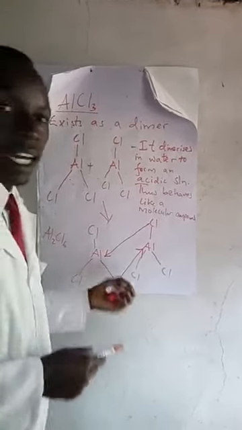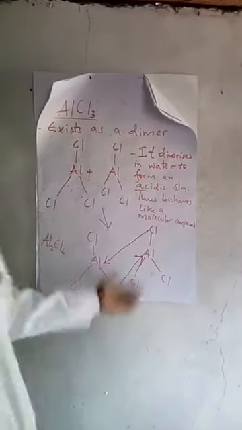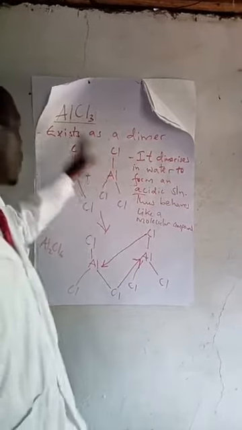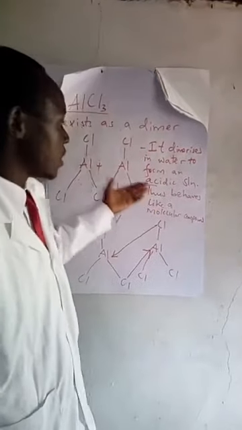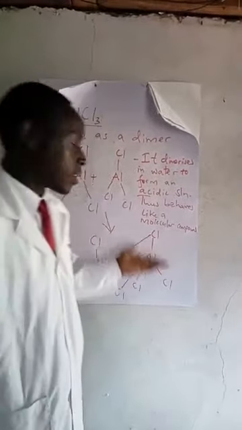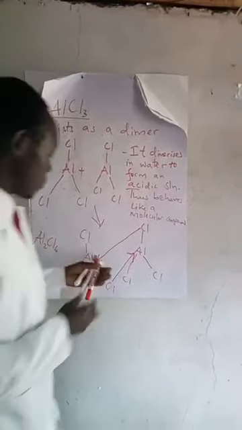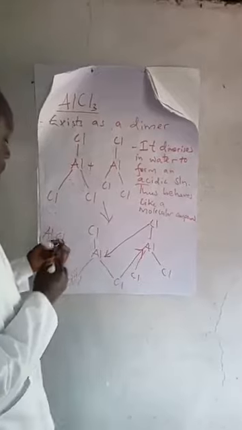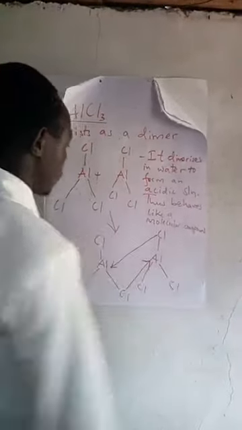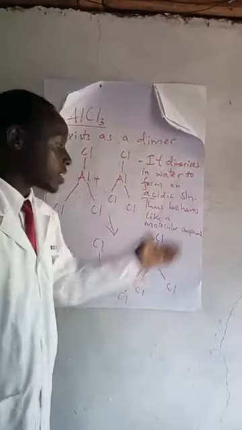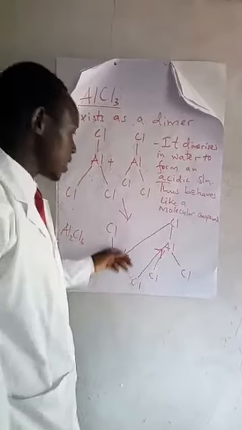We expect that ionic compounds do not form acidic solutions, they form alkaline solutions. But in this case, aluminium chloride dissolves in water, it dimerizes, and it forms an acidic solution, making it behave like a molecular compound. So that is aluminium chloride, which exists as a dimer or molecular structural compound rather than ionic. This is what we need to note.